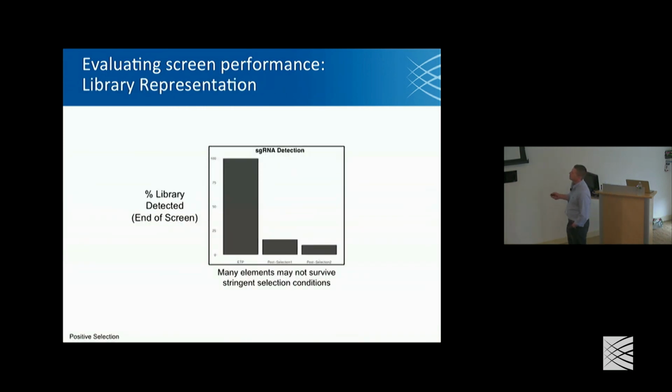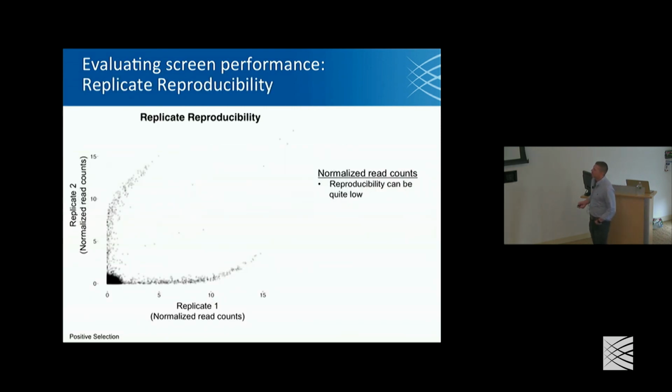So this is an example of what guide detection may look like at the end of a stringent positive selection screen. So the early time point, everything was there. At the end, there's actually not a lot. And this gives us actually quite good signal because there's nothing hanging around. Only things that made it through your selection are still there. So this is okay in positive selection screens. It's actually great. Okay, so this is an example of replicate reproducibility in a positive selection screen.